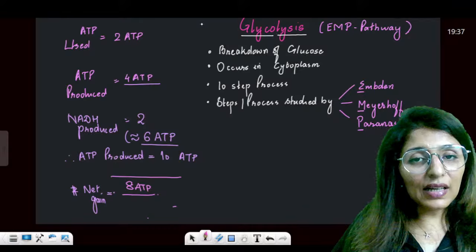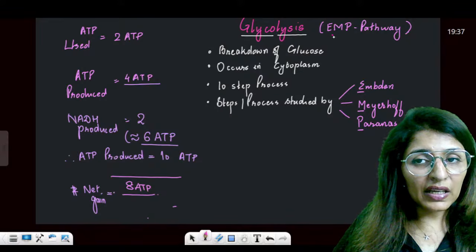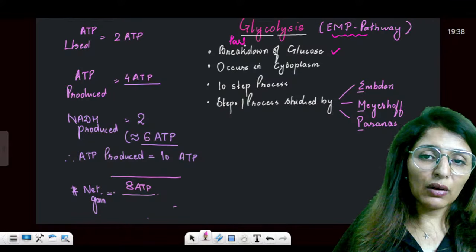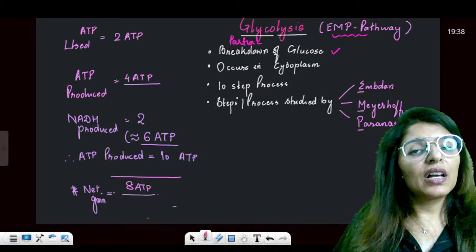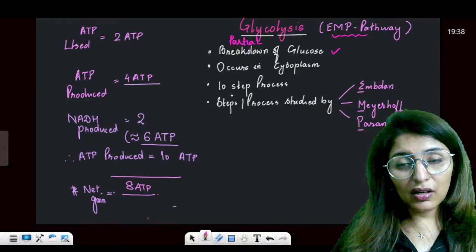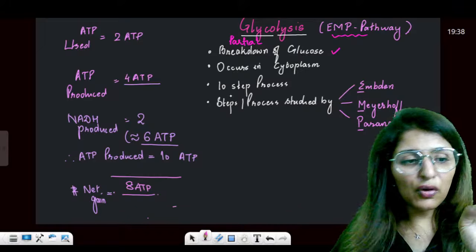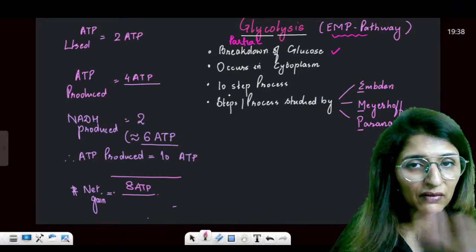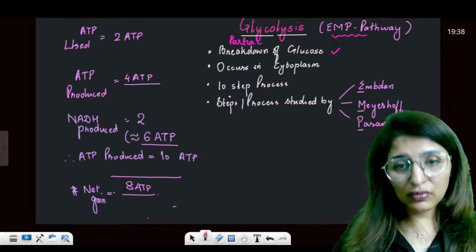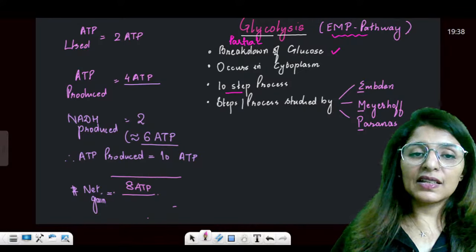Now see, the glycolysis reaction is also known as the Embden-Meyerhof-Parnas pathway, EMP, breakdown of glucose. This breakdown is a partial breakdown. Complete breakdown means forming carbon dioxide and water, and that only happens during aerobic respiration. Otherwise, during lactic acid formation or alcohol formation or even glycolysis, it is just a partial breakdown of glucose. It occurs in the cytoplasm, is a 10-step process, and was studied by these 3 scientists.